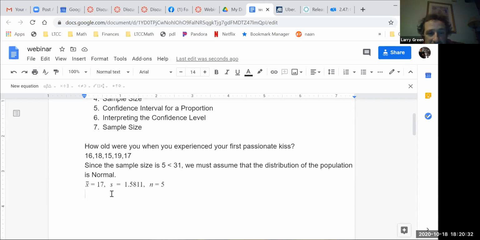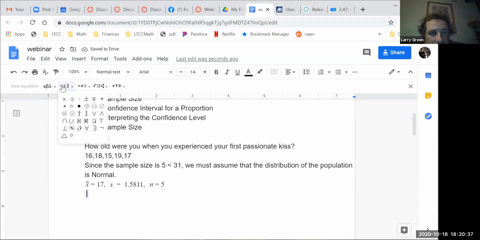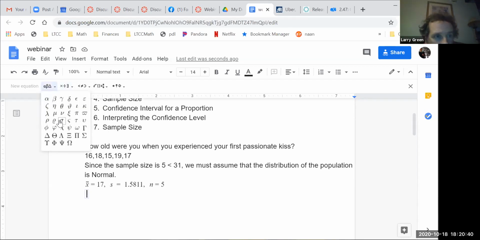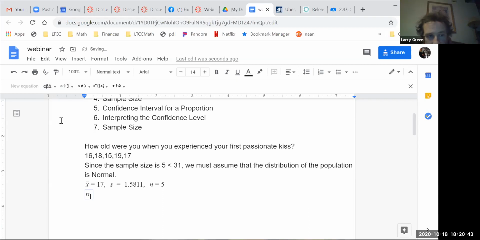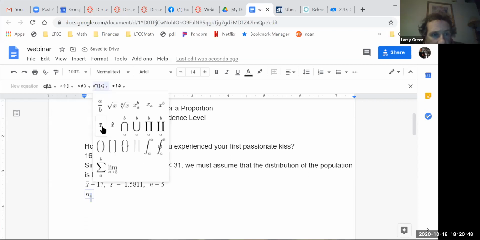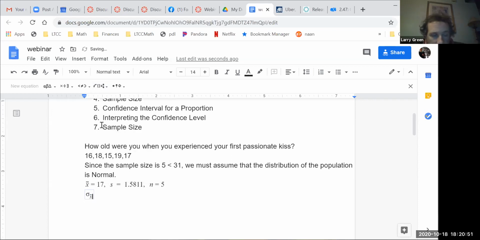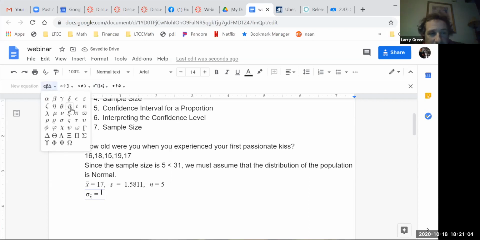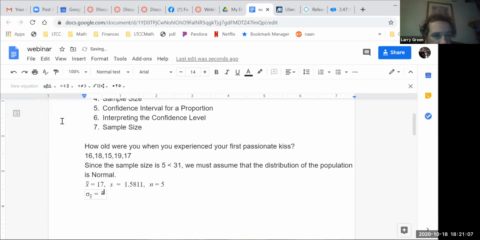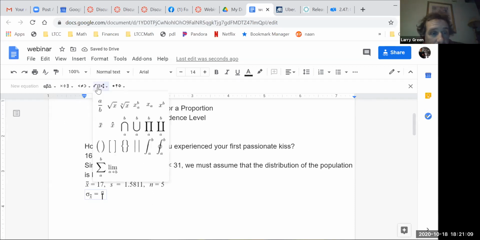Now, here's an issue. Let me write this out first, though. So we're going to have sigma sub x bar, and the central limit theorem told us how to calculate that. Well, that is sigma over the square root of n. That happened last week. Very important.